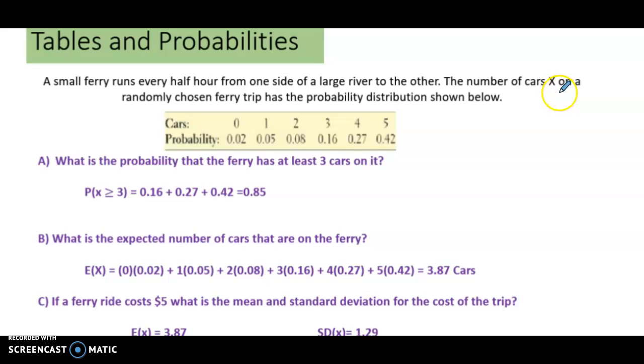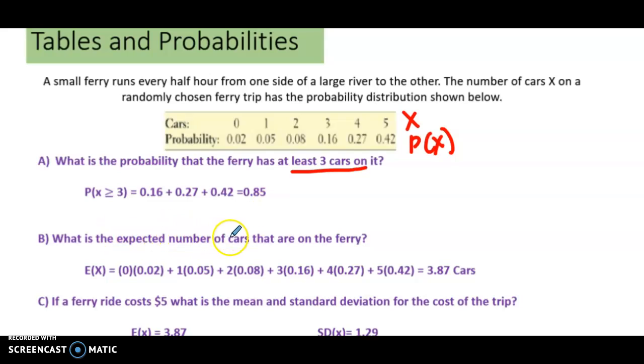The number of cars X, so that's our random variable, on a randomly chosen ferry trip has the probability distribution shown below. So remember that this is our random variable X, and this is going to be the probability of X. All right, what's the probability that the ferry has at least 3 cars on it? So at least 3 means 3 or more. So I'm going to add up this plus this plus this.